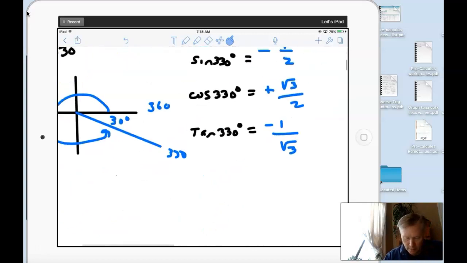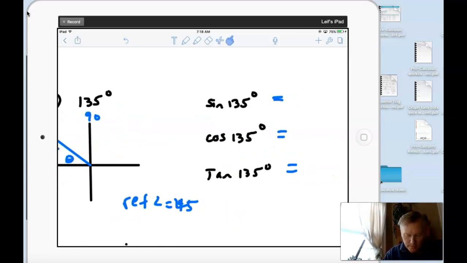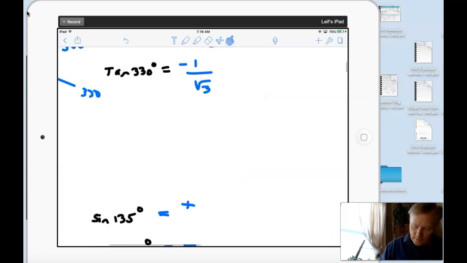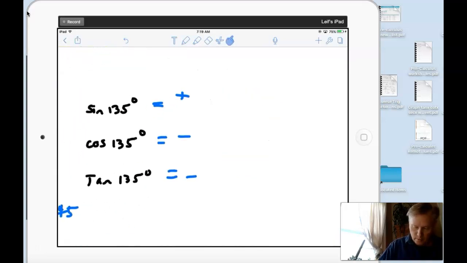Wait, which quadrant am I in? Let me do that first. I find if I mark in the positives and negatives right away, I don't forget. That's the easiest thing to do. So in the second quadrant, the sine is positive, cosine is negative, and tangent is negative. And if I go to the 45-45-90, sine would be 1 over the square root of 2. 1 is opposite the 45. Square root of 2 is the hypotenuse. And if you fill those values in, cosine's the same thing except negative, but the tangent will be -1.